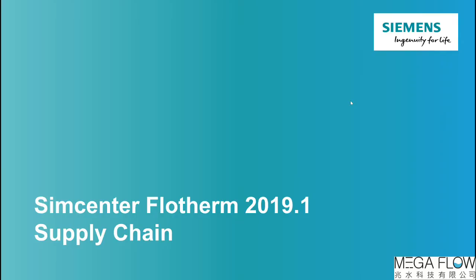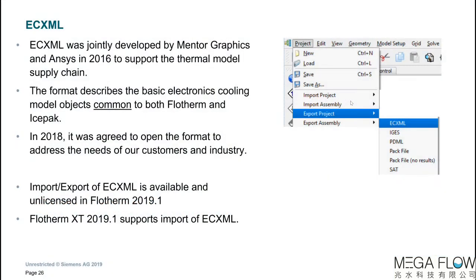And the last bit on 2019.1 is just a few words on model supply chain. Specifically, the ECXML format, which has become more popular for the past couple of years. So a bit of history first. ECXML was jointly developed by Mentor Graphics and ANSYS in 2016 to help support the thermal model supply chain between Flotherm and IcePack. So the original scope of the format was that it would support objects that are common to both Flotherm and IcePack.